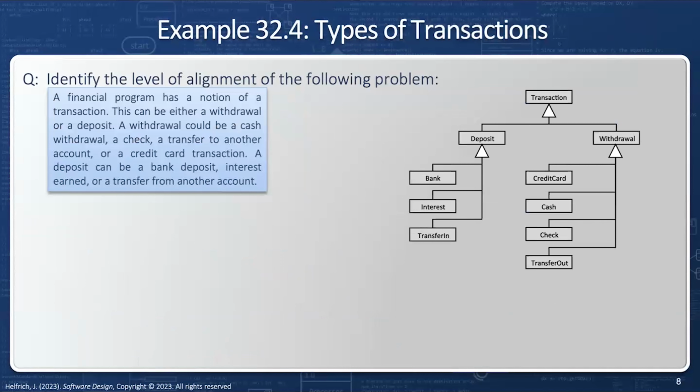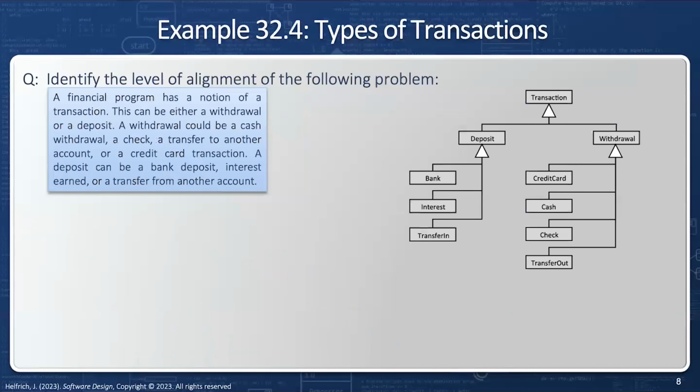And our final example: a financial program has a notion of a transaction. This can be either a withdrawal or a deposit. A withdrawal can be a cash withdrawal, a check, a transfer to another account, or a credit card transaction. A deposit can be a bank deposit, interest earned, or a transfer from another account.